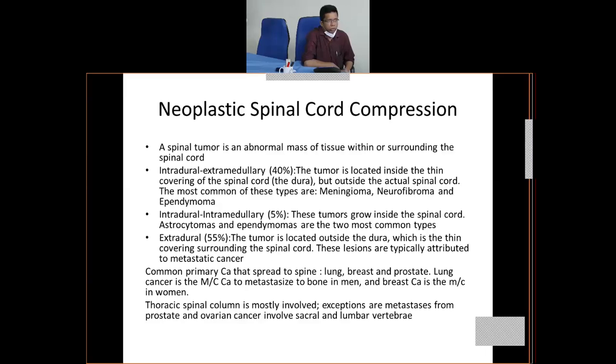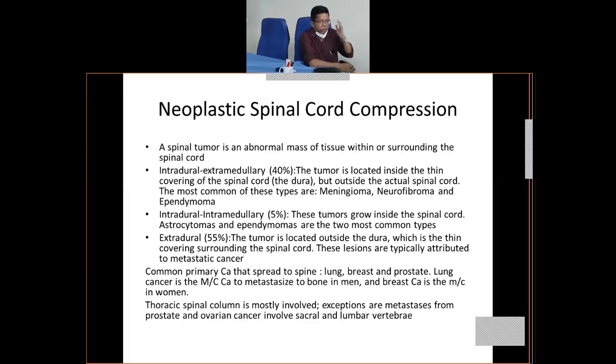Extramedullary intradural tumors are located inside the thin covering of the spinal dura, but outside the actual spinal cord. The most common types of extramedullary tumor are meningioma, neurofibroma, and ependymoma. Intramedullary tumors are less common. They are inside the spinal cord. Astrocytoma and ependymoma are the two most common types of intramedullary intradural tumor.